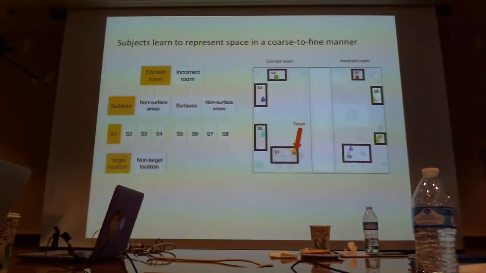I won't go into the evidence, but it does look like you have this sort of hierarchical structure. So you learn the correct room. That's first of all just parsing the larger space into these rooms, and you learn what room it is. You very rapidly learn to look on surfaces, and it seems like you've actually got a big prior for looking at surfaces versus non-surfaces, and then a particular surface and where on the surface.